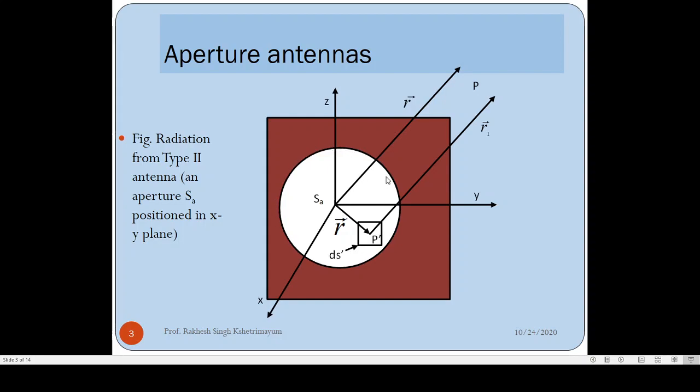Now the equivalent source will be found from this aperture. The variables for the source are with prime coordinates. So r dash is the location of any arbitrary source point, p dash, and you can consider ds dash, which is an area element for the source. The distance between the source and the observation point will be R1. The distance from the origin to the observation point P is r. So r is the vector from the origin to the observation point, and R1 is the vector from the source to the observation point. In this particular case the aperture is positioned in the xy plane.